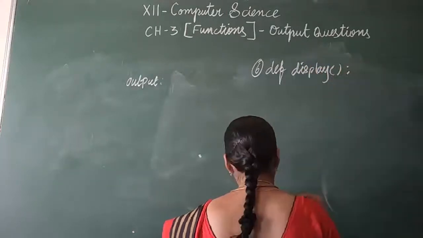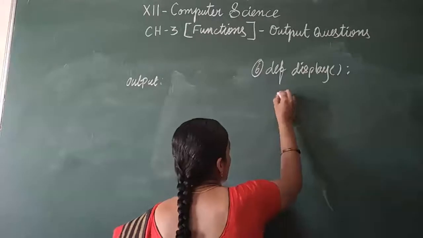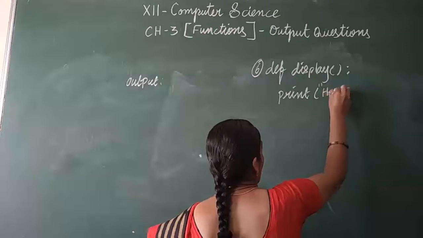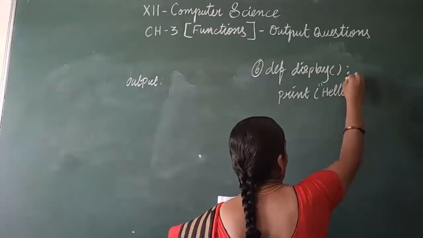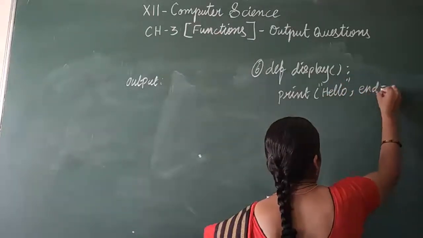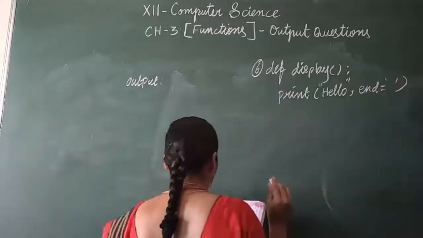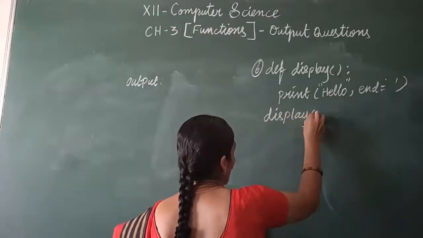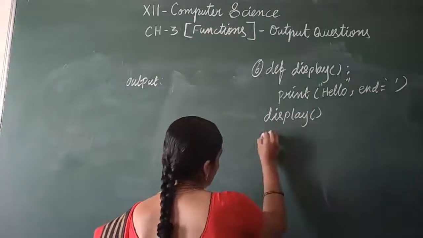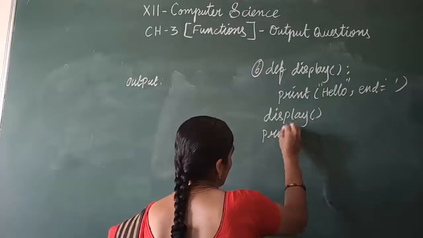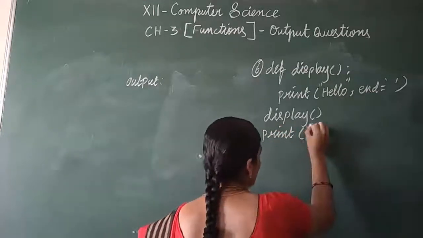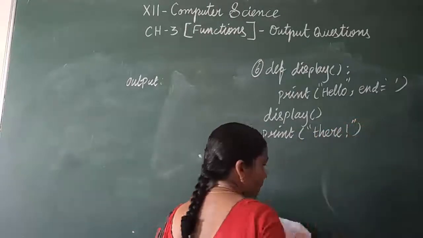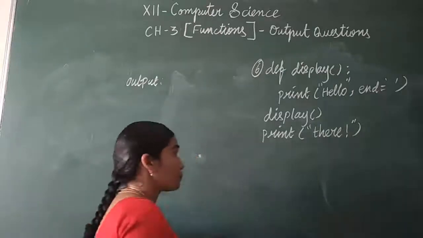Display of, this is the function header, print hello, and then the next, this is the function called display of. After that we use the print statement, that. Okay, I will explain. See here.